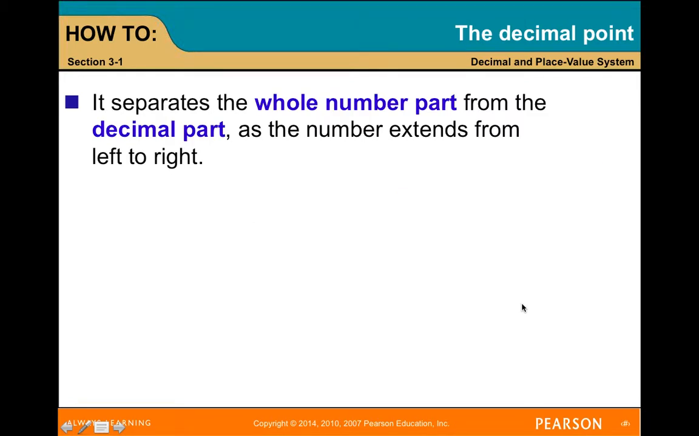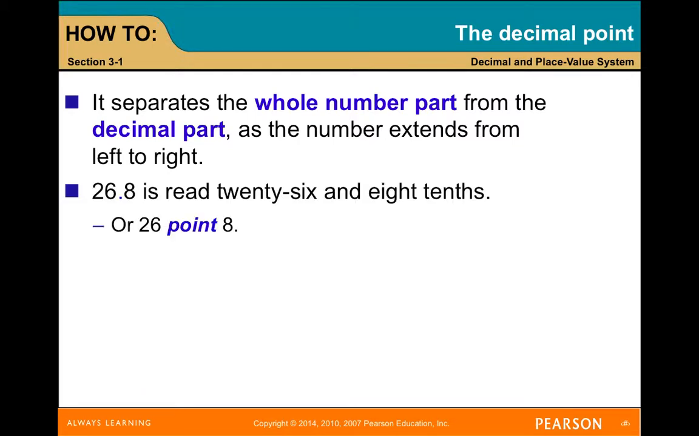It separates the whole number part from the decimal part as the number extends from left to right. 26.8 is read 26 and 8/10, or 26.8, which is what we typically say. We say point.